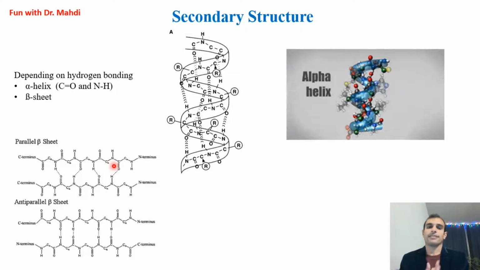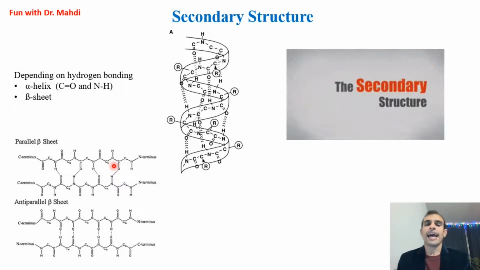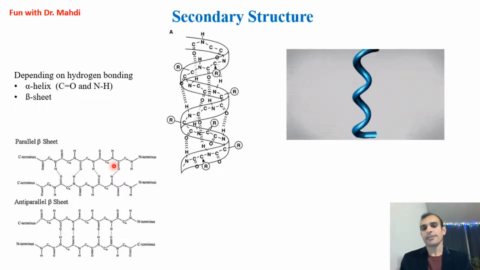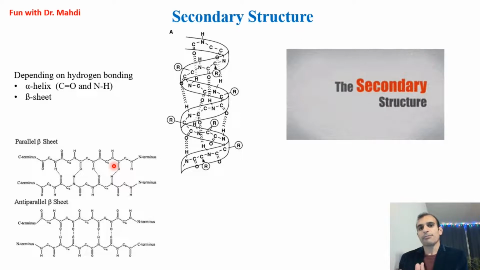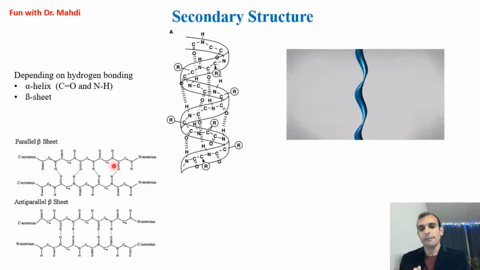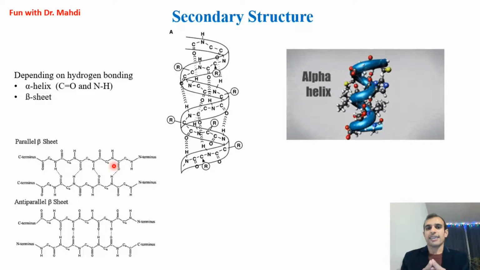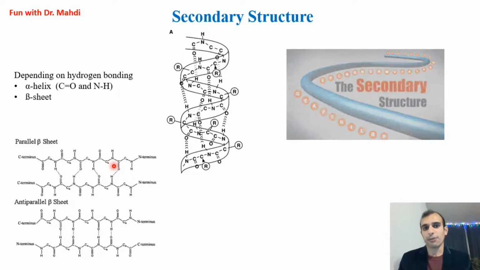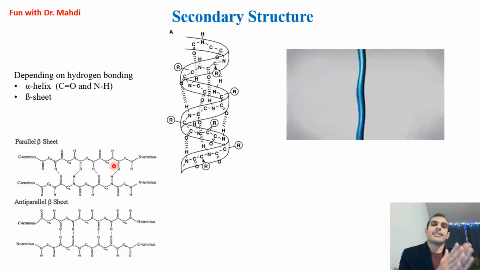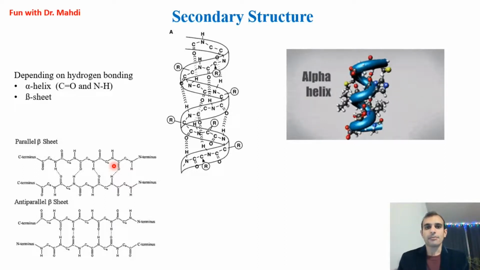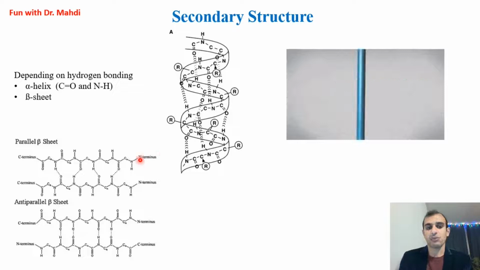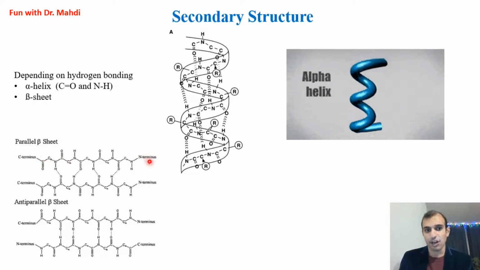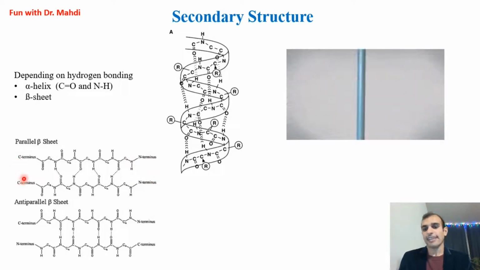What's the difference between parallel and antiparallel? As I already mentioned in the primary structure, we have a polypeptide. Different amino acids are connected to each other using peptide bonds. Definitely for every strand of polypeptide, on one side there is a carboxylic acid group and we call this side the C terminal, and on the other side there is an amine group NH2 and we call it the N terminal. Suppose we have two strands with a C terminal and N terminal. If the C terminals are close to each other, we call it parallel.